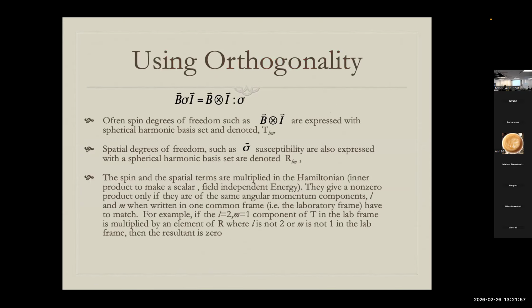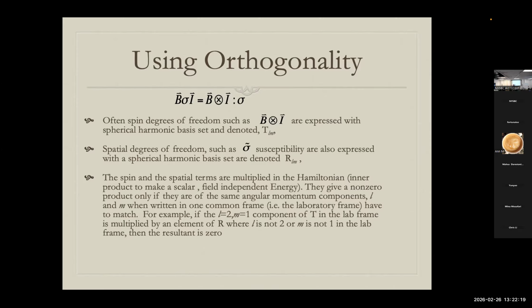So I have a solution, but I'm not going to show it to you. This allows us to use orthogonality. I said that already. Often spin degrees of freedom such as B cross I are expressed with spherical harmonics, and spatial degrees of freedom as well. And then those two get multiplied, the spin times the spatial. You only have 9 operations like that.